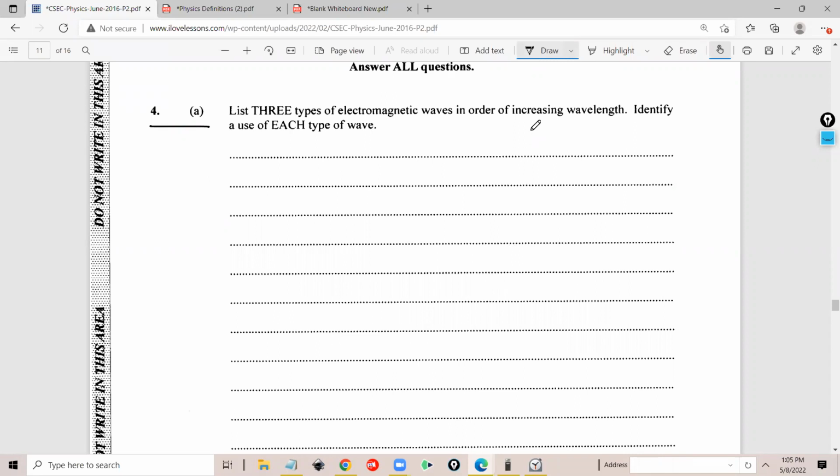But they want it in increasing wavelength. So you could choose any 3 that you want. Just make sure you start from the smallest wavelength and you gradually increase. And you want some uses of each one.